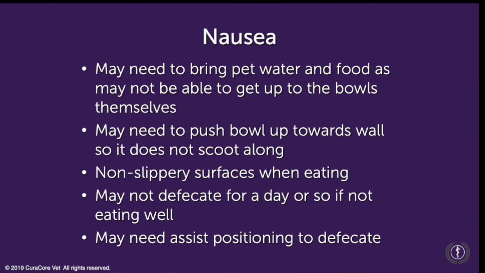So it's best to put several water bowls throughout the house because they may not be able to get up and walk easily to their typical food and water station. Putting water bowls throughout the home will help ensure easier access to water and help keep them hydrated. Also, if they're standing and eating and they have the head tilt, the bowls will be scooting along the floor. So you might have to push the bowl up into a corner or against the wall to keep it steady, or use an elevated food and water bowl system. That'll help keep it in one place.